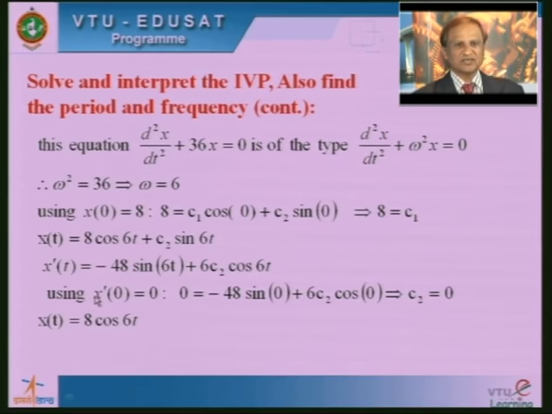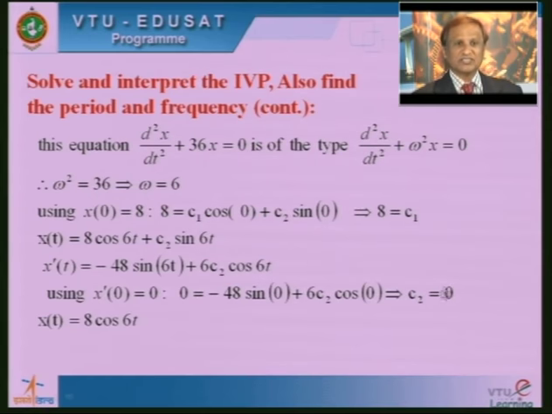Now I want to use another condition, x prime of 0 is equal to 0. I will substitute 0, and t is also 0. Again, as usual, sin 0 is 0, it means the first term becomes 0. So, 6 C2 cos 0, which is 1, is equal to 0. That implies C2 is equal to 0. So, by using the initial conditions, we are able to obtain the values of the arbitrary constants, namely C1 and C2. The value of C1 is 8 and C2 is 0.